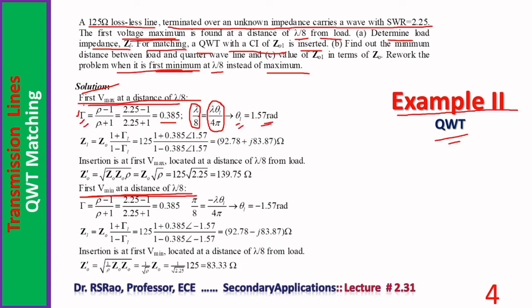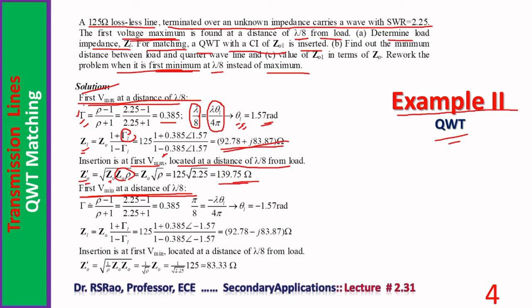So gamma is known, theta L is known, so gamma L is known. So ZL equals Z0 into 1 plus gamma L by 1 minus gamma L. Substitution gives us 92.78 plus j 83.87 ohms. Insertion is at the first Vmax located at a distance of lambda by 8 from the load. This is given, voltage max. Voltage max means the line impedance at the point of insertion is Z0 rho, and the line's characteristic impedance is Z0. So it comes out 139.75 ohms.